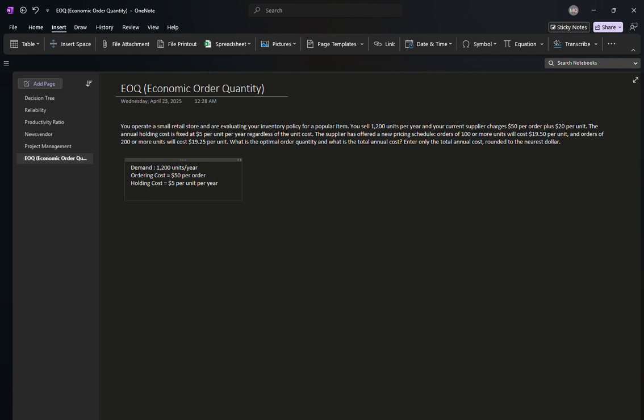So the unit cost depends on how many you buy. If you buy under 100, your unit cost is going to be $20. If you buy between 100 and 199, your unit cost is going to be $19.50. And if you buy 200 or more, your unit cost is going to be $19.25.